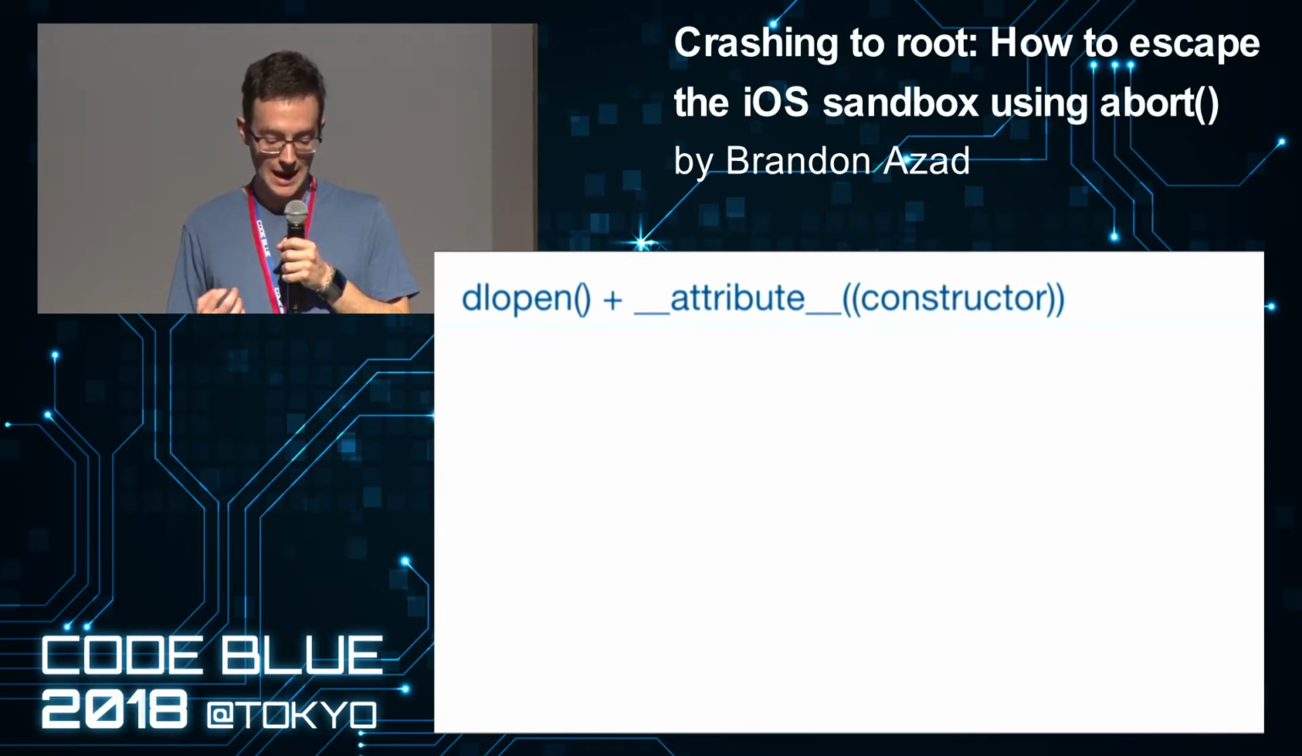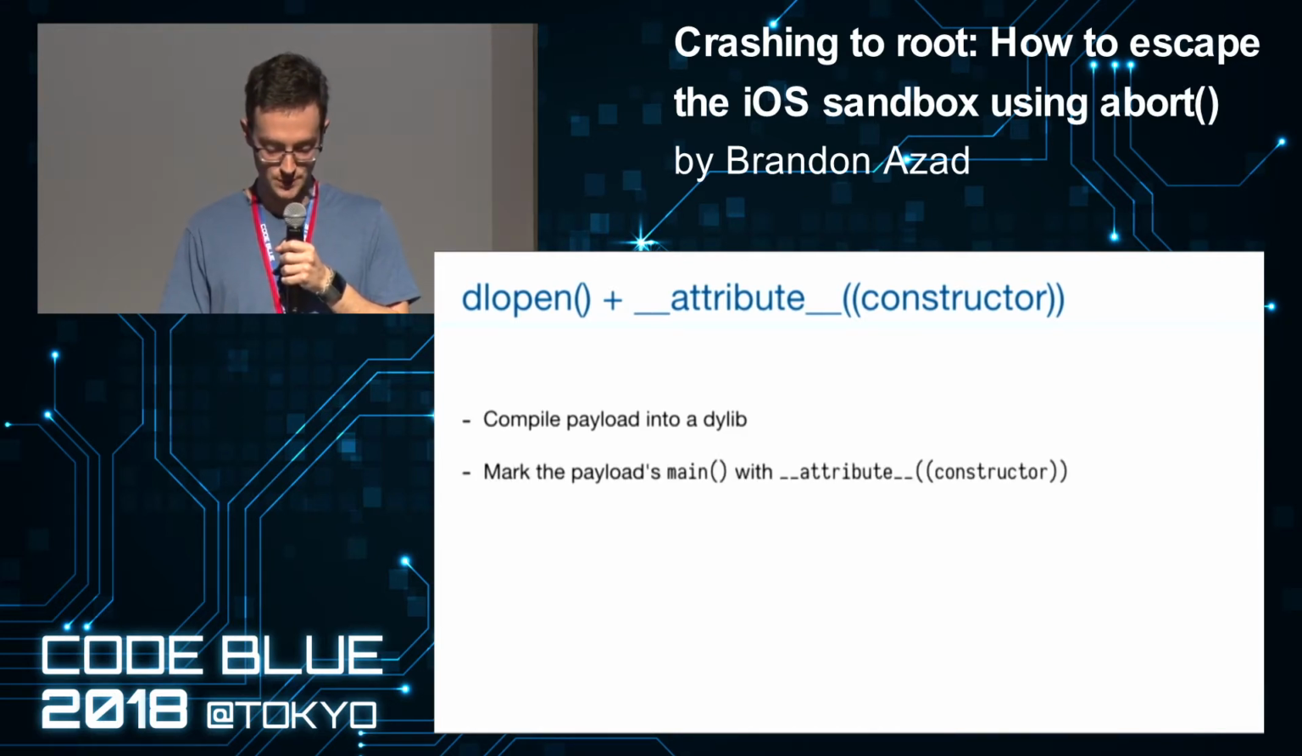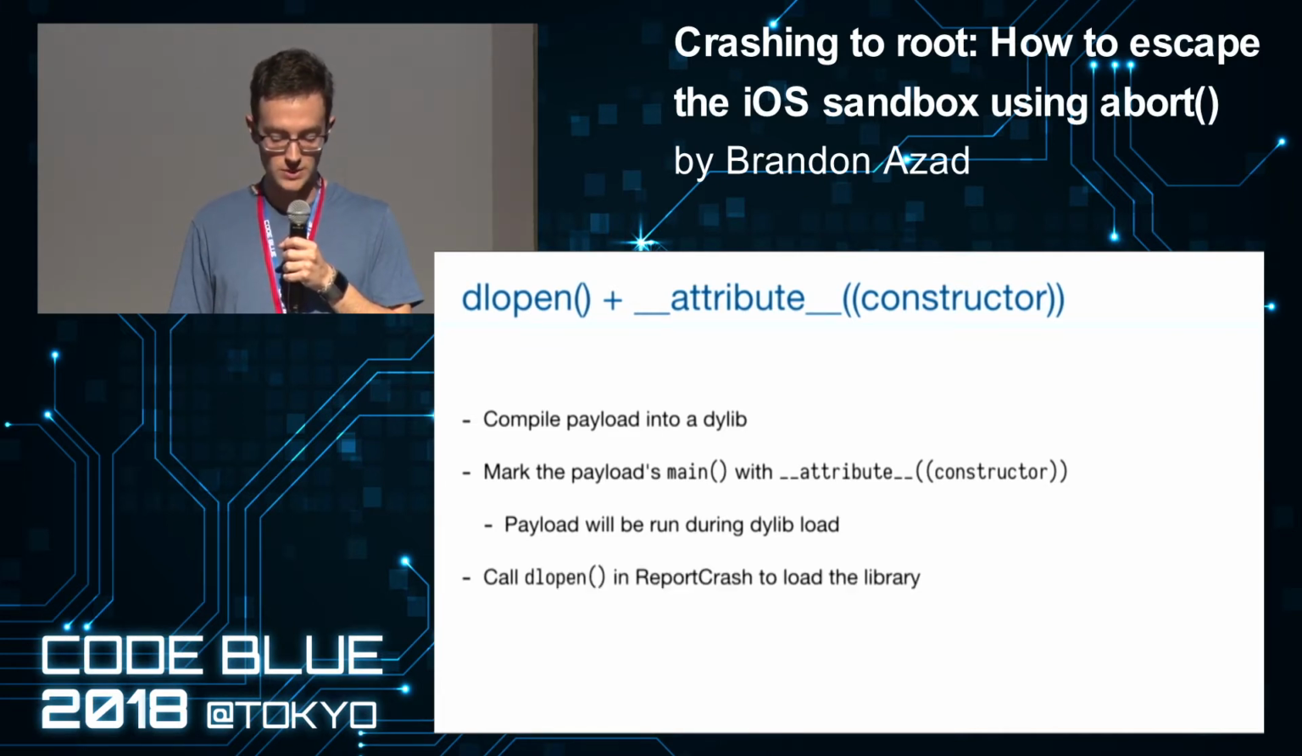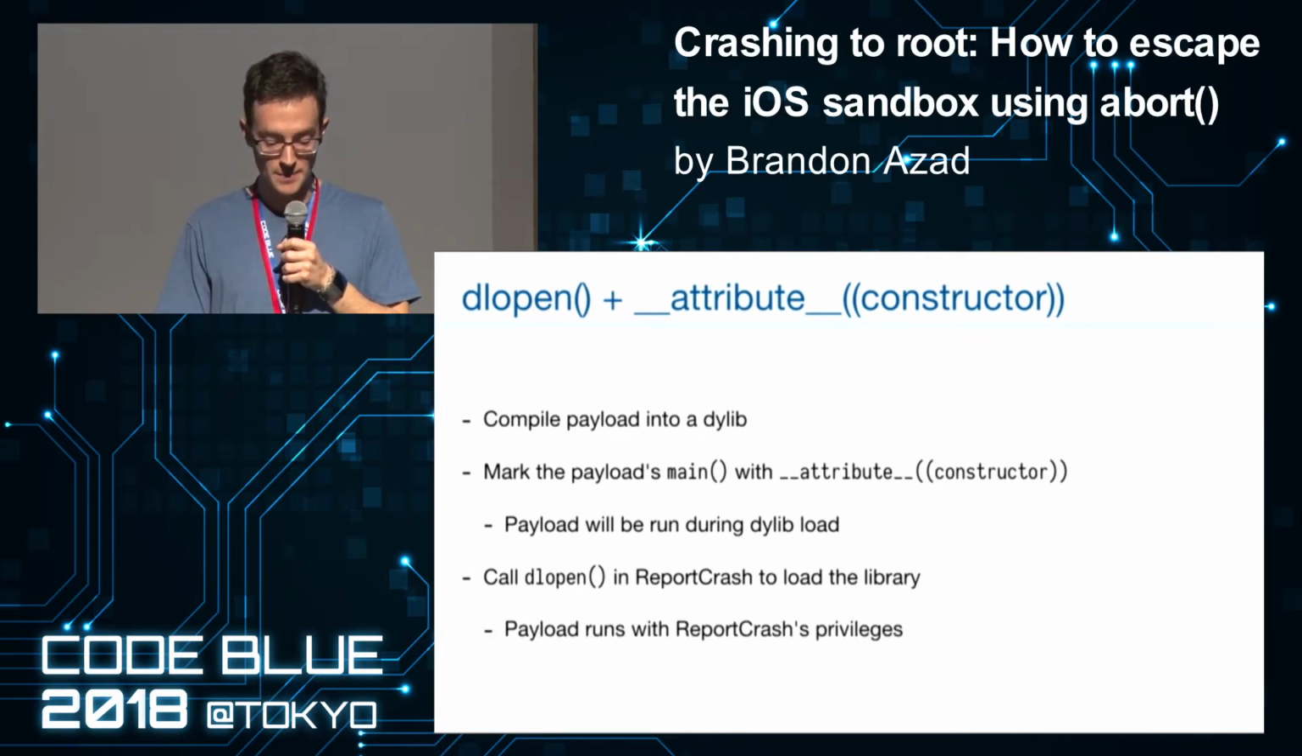So let's look at how the dlopen technique works first. We'll compile our payload into a dylib, and then mark the payload's main function with __attribute__((constructor)). This will cause our payload to be run automatically during the dylib loading process. And once we have our compiled dylib, we can use thread exec to call dlopen inside ReportCrash, which will cause ReportCrash to load our payload. Then the payload will run inside ReportCrash and inherit all of its privileges.